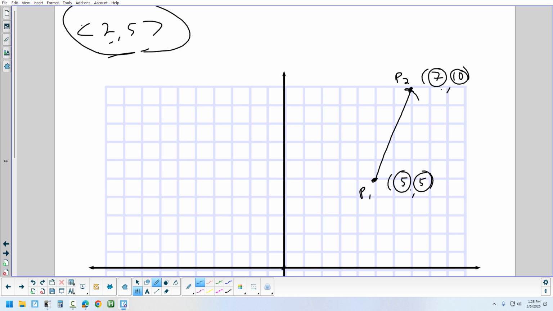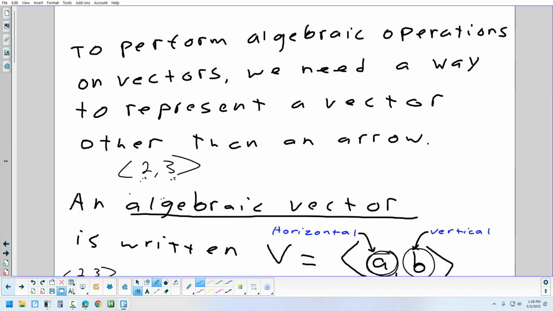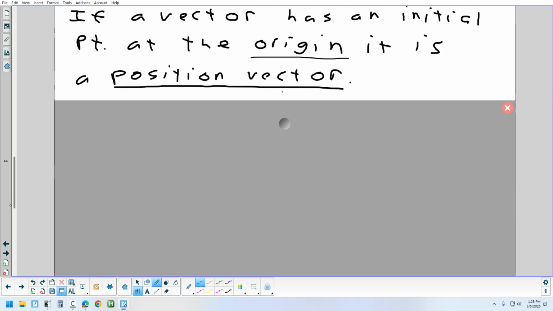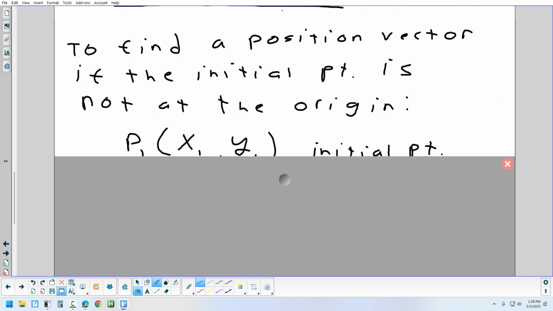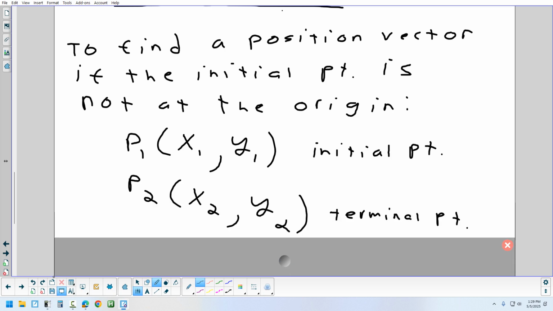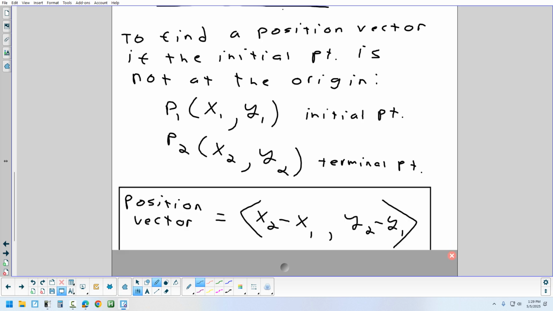And what do you call this point? The terminal. Terminal minus the initial. So terminal minus initial. So when you're doing it in numbers, that's what you do. If they give you a terminal point and an initial point and ask you to find the position vector, that's your formula.